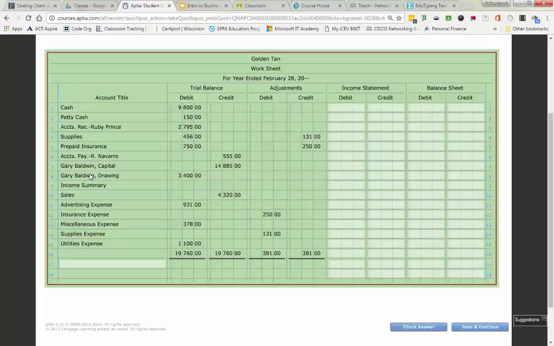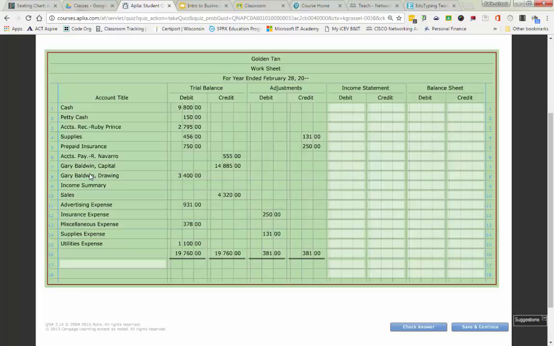So if I start at the very top of my worksheet, my first account that I have there is cash. What is its classification, Isaac? And where does it go? Income statement or balance sheet? Nope. Yes. What is the purpose of a balance sheet? To balance what? Yes. Assets equals liabilities plus owner's equity.